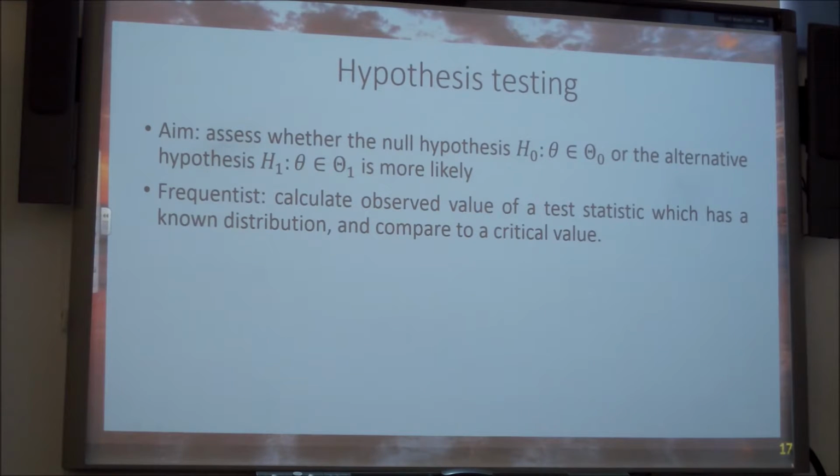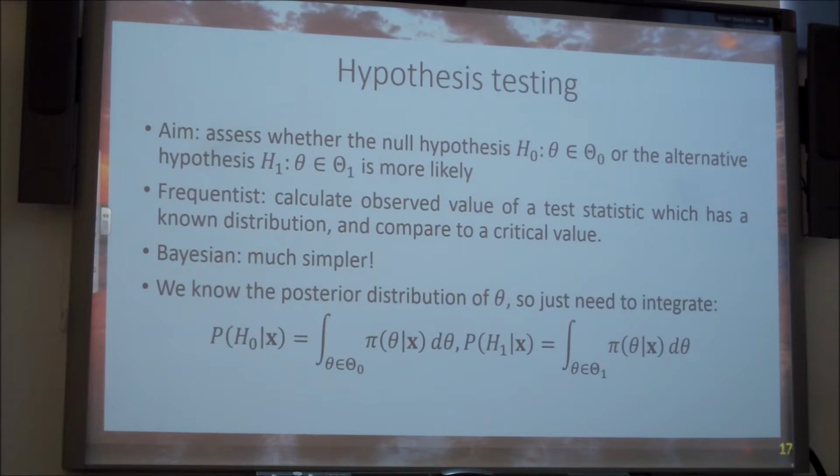But with a Bayesian approach, we have a distribution for theta. So if I want to know what's the probability that theta is in theta 0, all I have to do is integrate over my posterior distribution over the range theta 0. And similarly, the probability of H1, given my data, I just integrate my posterior over theta 1. So it's a lot more straightforward.